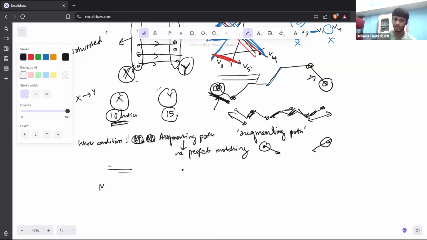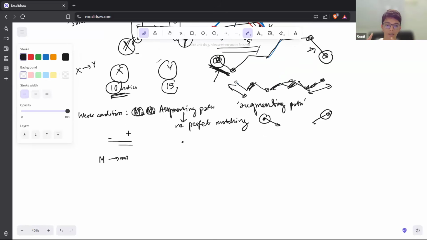Let's consider it to be M. Then if there exists an augmenting path, then you can always improve it. Exactly. That would mean that M is not the maximal matching, which is contradictory. Yes. But my point is, if you have a matching which has no augmenting paths, is it necessarily a maximal matching?